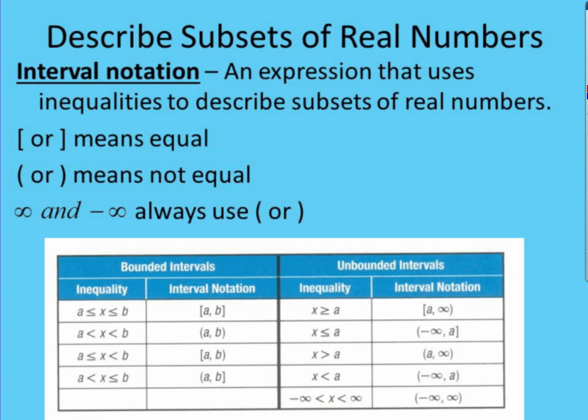Now we also have interval notation. This is an expression that uses inequalities to describe subsets of real numbers. If we have greater than or equal to, less than or equal to, or just equal to, we're going to use those square brackets. If it is not equal to, we use the curved brackets. When you're going off to positive infinity or negative infinity, we do use those curved brackets as well.